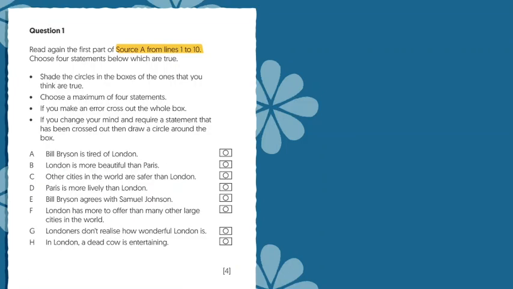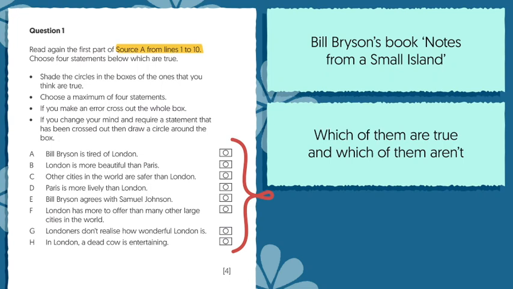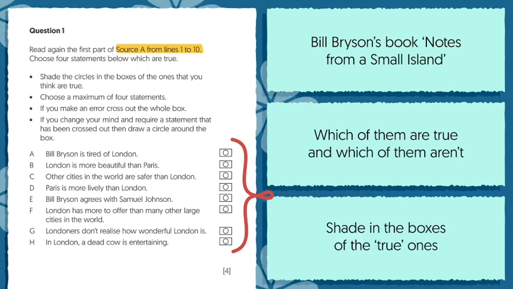The question we'll be looking at here asks you to read lines 1 to 10 of Source A, which is an extract from Bill Bryson's book, Notes from a Small Island. You're then given 8 statements. Your task is to work out which of them are true and which of them aren't, and shade in the boxes of the true ones.